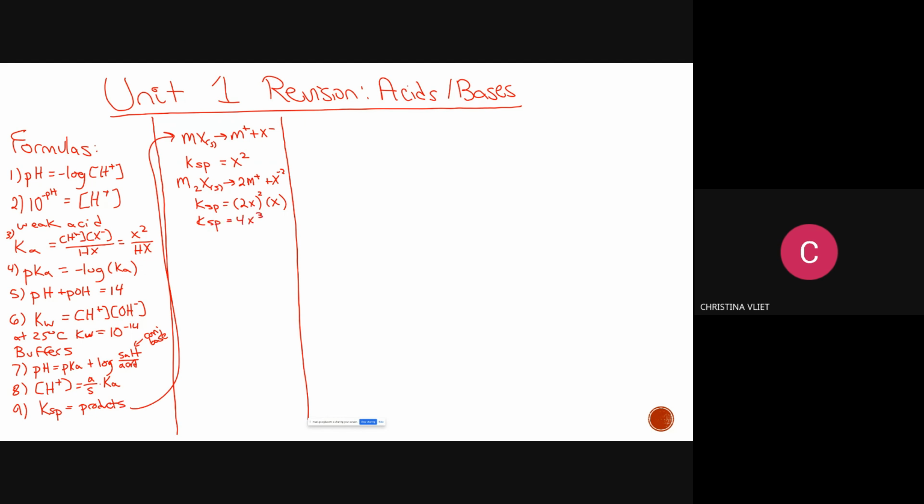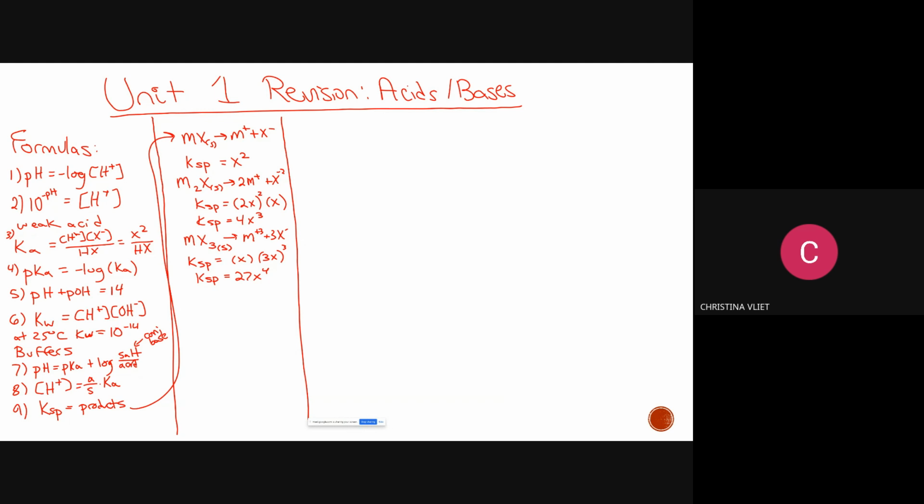Let's do one more example just to see that we have the idea. What if it was MX cubed, MX to the third, and that was M plus 3X minus? What would that be? KSP would equal, this would be x, but this would be 3x to the third, and what would the math end up being? 3 to the third is 27. So 27x to the fourth. That's to give you some examples on KSP.